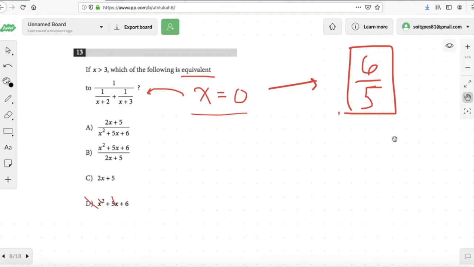What else can we eliminate, just by looking at it? C. C, right? It's not going to be a fraction either. That's going to give us 5. All right. So now let's plug in our x for 0 to the answer choices. Which one do you want to plug into, A or B? A. Let's plug into A. Let me see you work that on the whiteboard now.